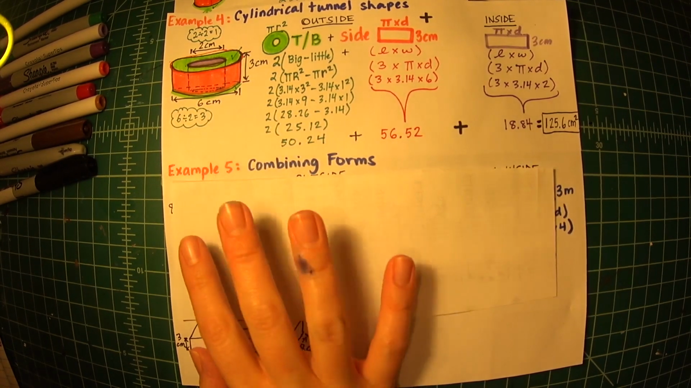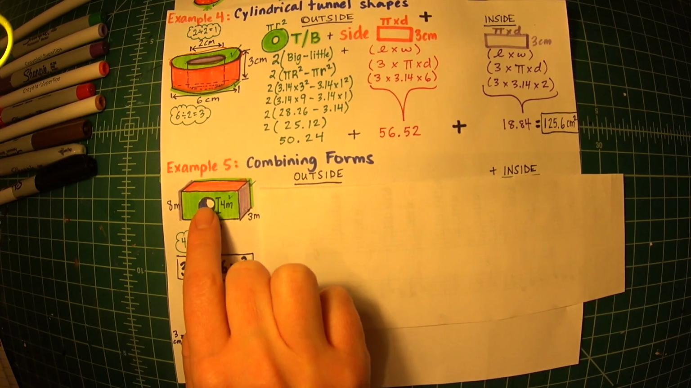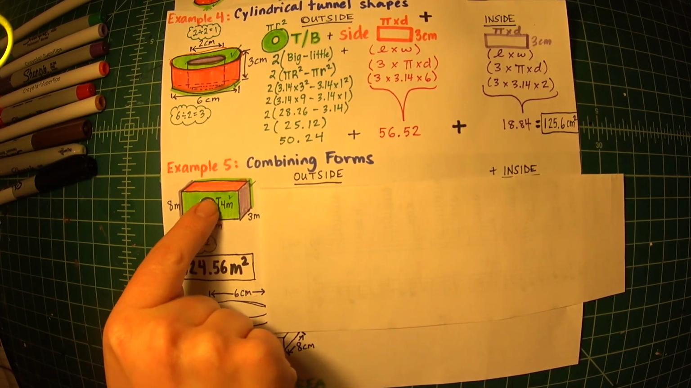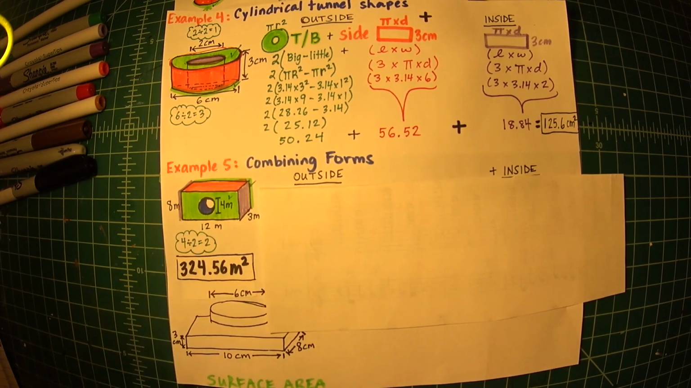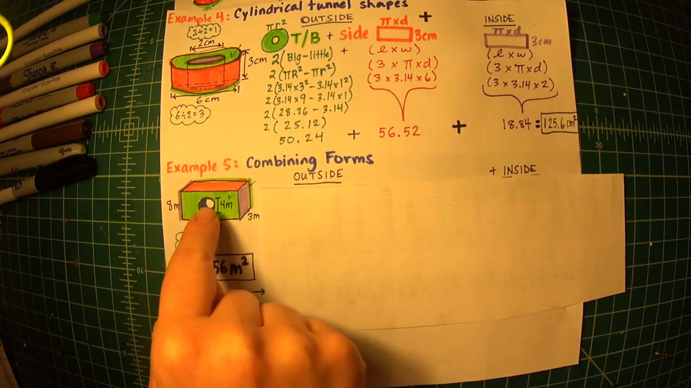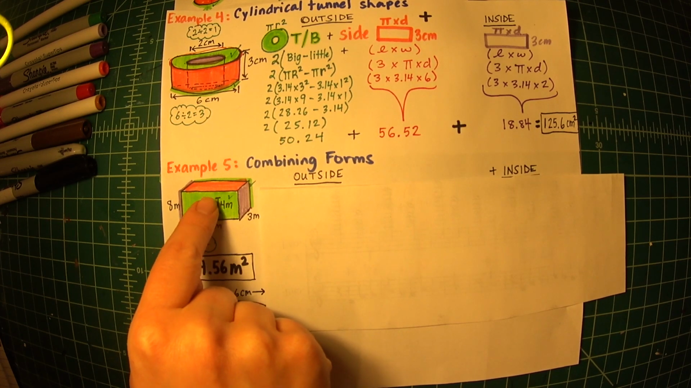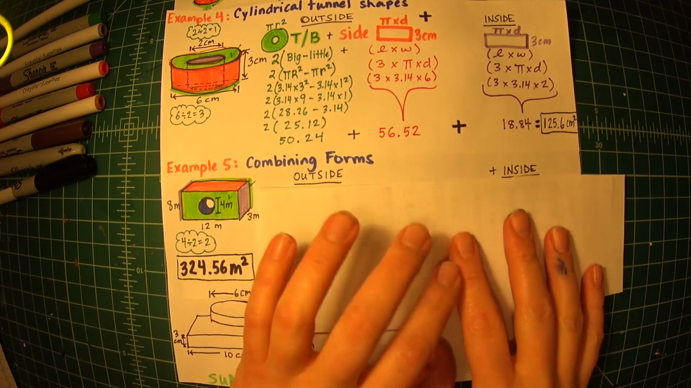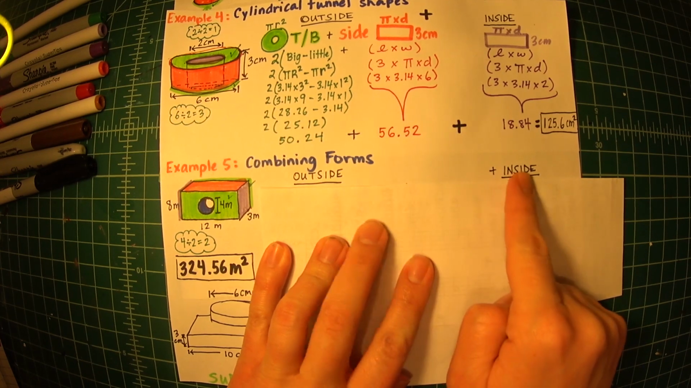So in this first example, just start by showing you the picture here. We have just a basic rectangular prism. However, it's got a cylindrical tunnel or hole cut straight through it. So that means on top of the surface area of the rectangular prism, we also have this little curved cylindrical tunnel through the center that we'll have to calculate as well. So you can see that I've already broken it down to outside plus inside.